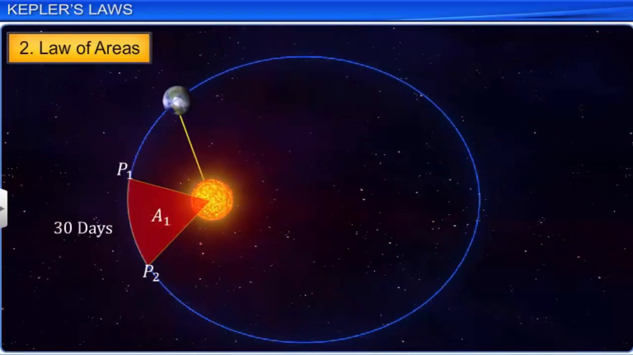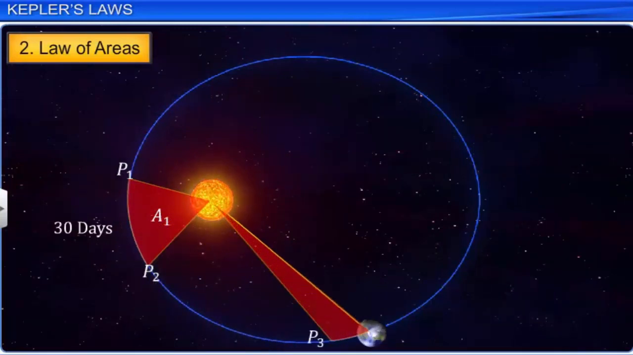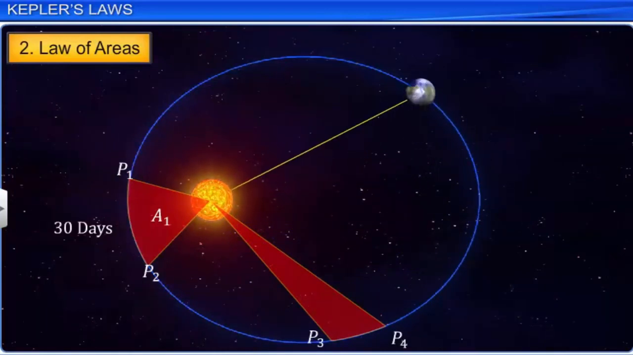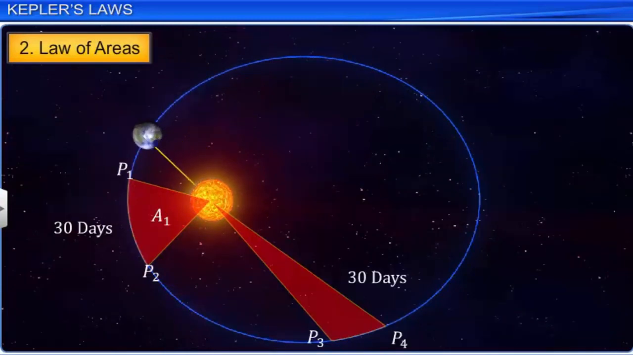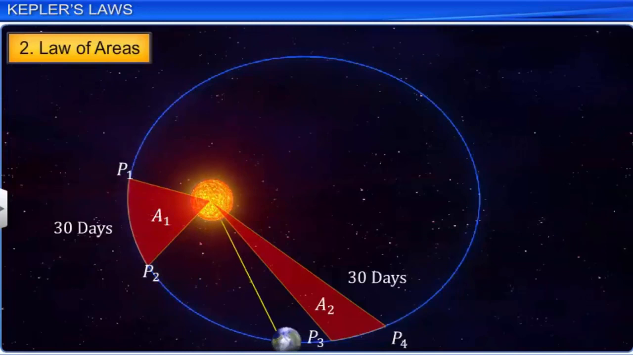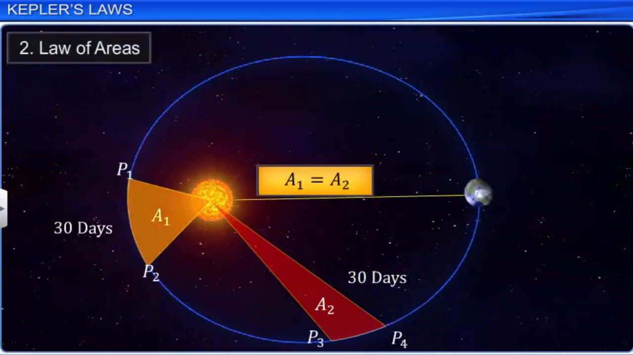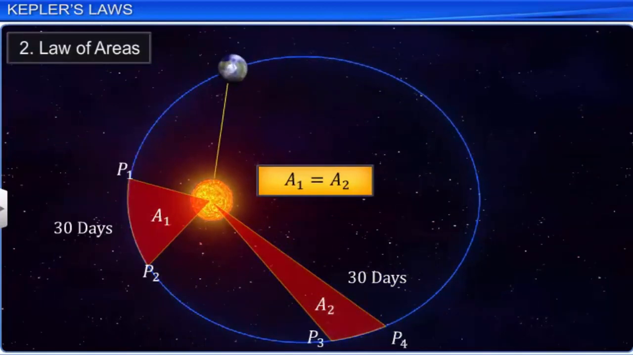Similarly, let P3 and P4 represent 2 positions of the Earth during its revolution for a 30-day duration, represented by A2. According to Kepler's second law of planetary motion, area A1 equals area A2. The concept of Kepler's second law can be understood by the fact that the angular momentum of the planet revolving in its orbit remains constant.